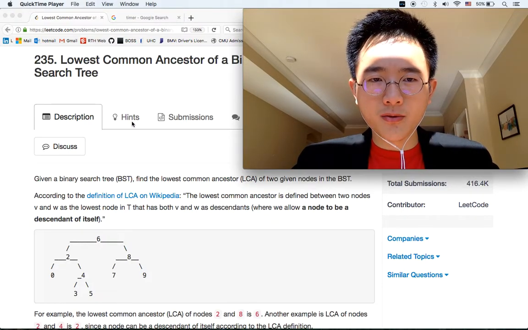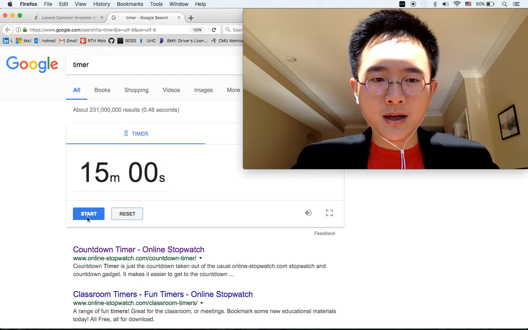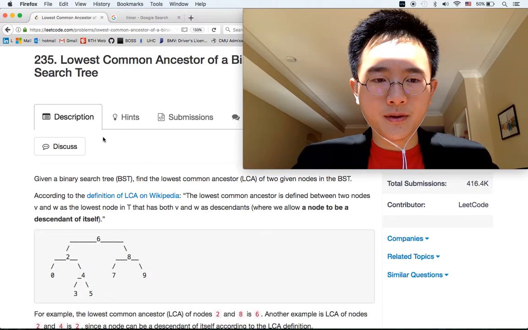Alright, lowest common ancestor of a binary search tree. Given a binary search tree, find the lowest common ancestor of two given nodes in the binary search tree.